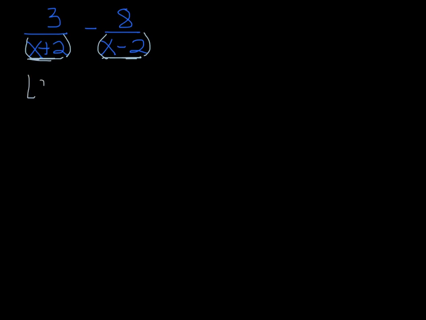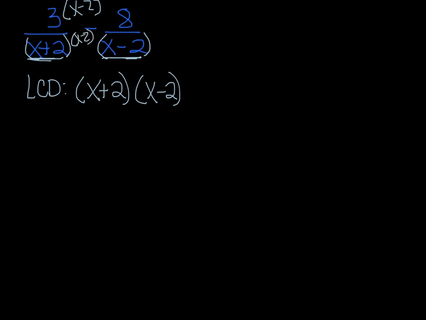So our lowest common denominator is going to be an x plus 2. We need one of those. And an x minus 2. So you're just going to use one of each as your common denominator. And that means that I'm going to have to multiply this one by x minus 2 on top and bottom, and this one by x plus 2 on top and bottom to give us that common denominator.